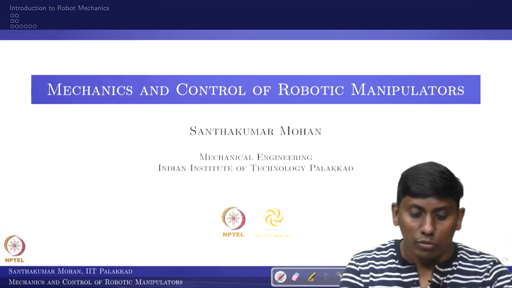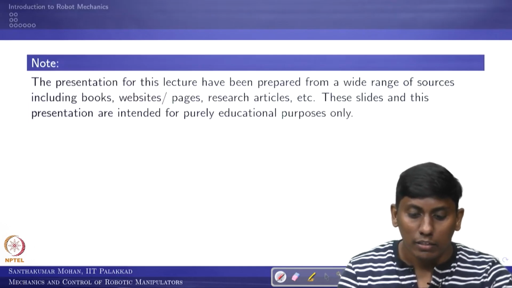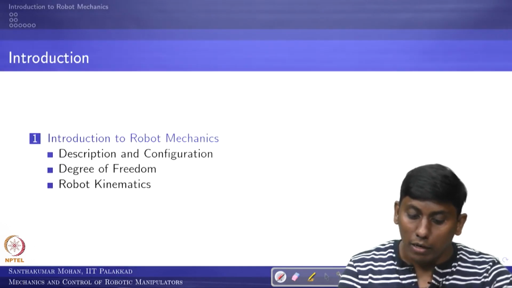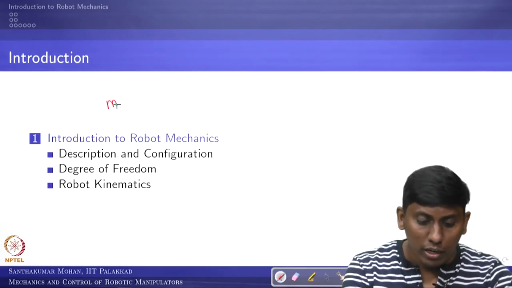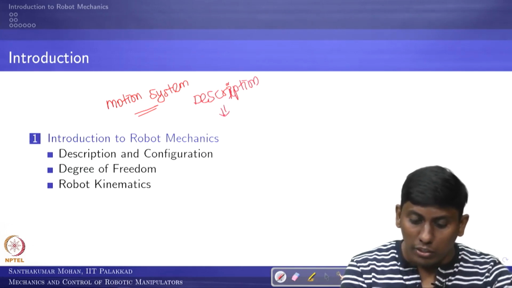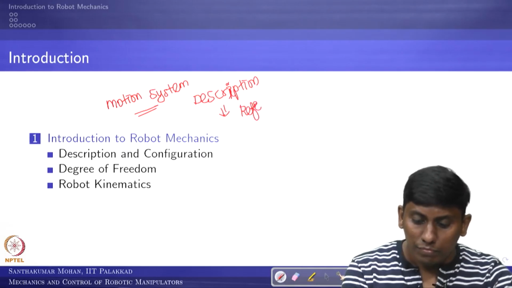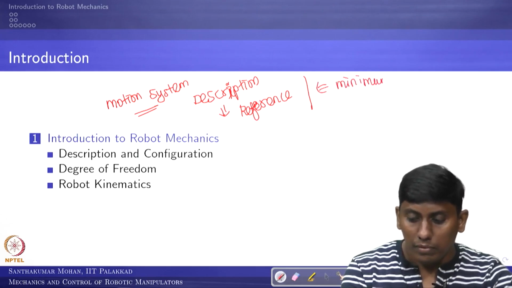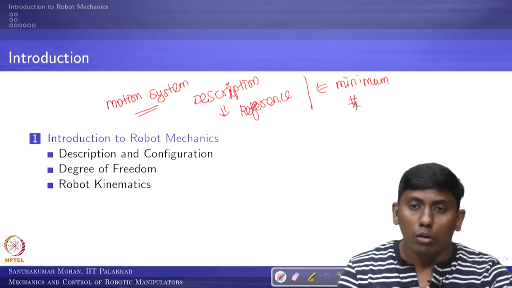So in that sense, what we are focusing on here is the mechanics. The mechanics comes with several things, because it is a motion system. So the motion system needs to be defined, right? The motion needs to be defined, so we should know what a description is. Then for describing, you should have a reference. Then for referring to it, you should have the minimum number of variables. So these would all be coming, right?